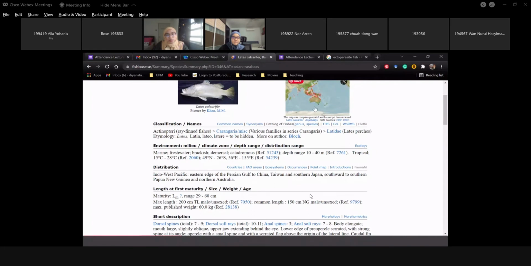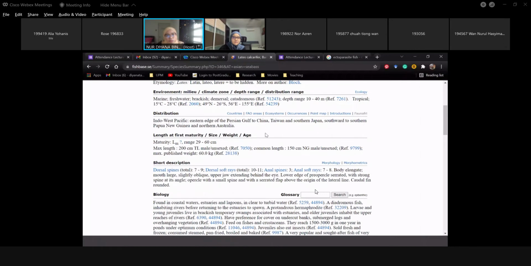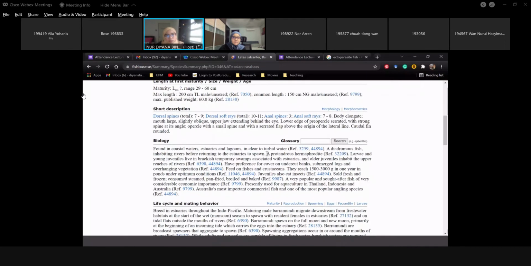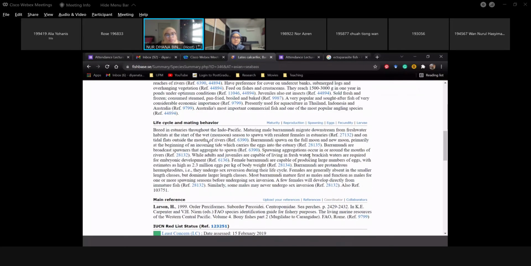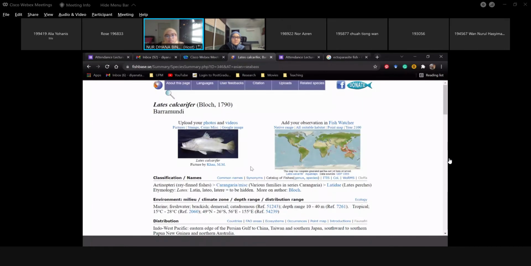If you click here, it'll tell you the geography region. And this is the morphology of the fish. It's quite lengthy, but if you're interested in it, then it's good. There's also some physiology of the fish, mating behavior and life cycle. IUCN stands for the International Union for Conservation of Nature. The red list status is least concern. So you can get all this information from the website. Okay, just an example.